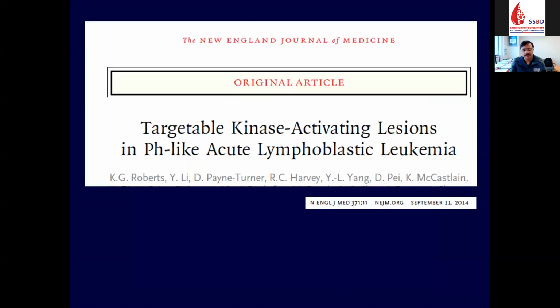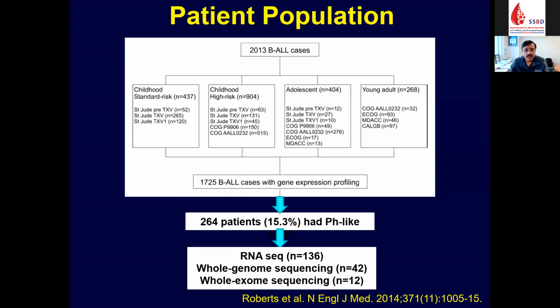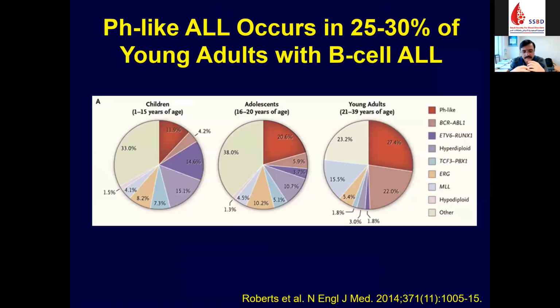So what is that genetic abnormality? The first paper in this regard came from Charles Mullighan's group at St. Jude's, work by Kathryn Roberts, where they looked at almost 2,000 patients with B-ALL, including some from MD Anderson. Overall, among these 2,000 B-ALL patients, 15% had PH-like ALL, based on the gene expression profile. And then they did further sequencing of these patients.